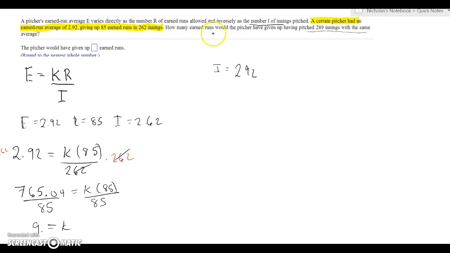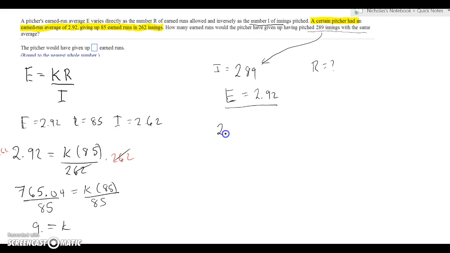And it said how many earned runs. So it's asking us to find R, right? And then what it's saying is if it had the same average, that means that the E is going to be the same value. So E is also going to be 2.92. Because it says the number of innings pitched is 289. It's going to be the same average, so the E stays the same. It's just asking us to find R, so let's plug that in.